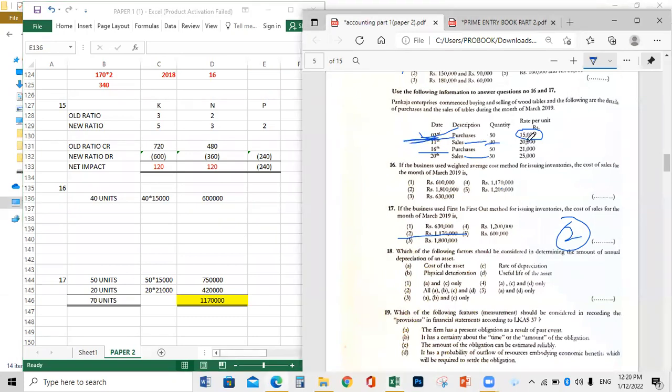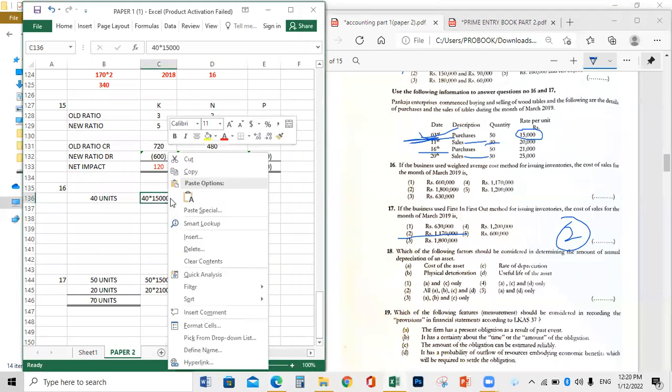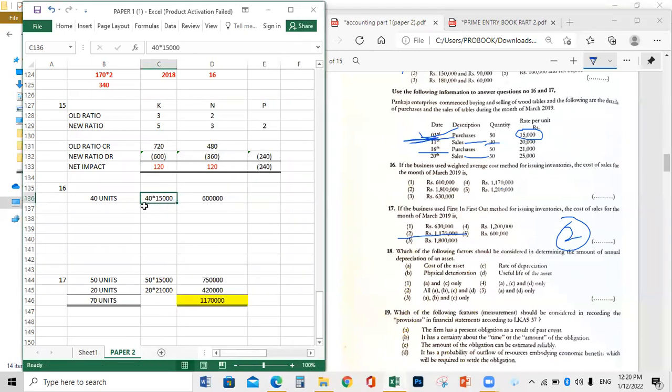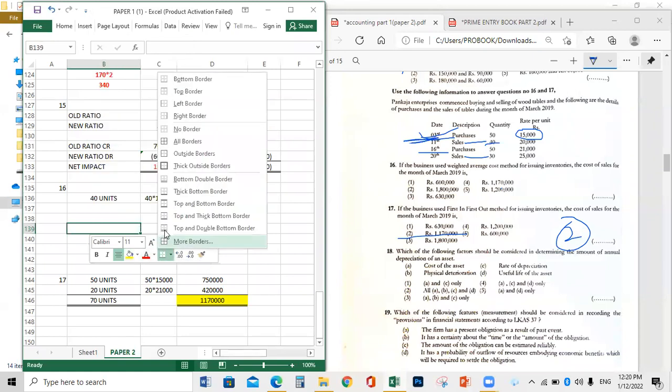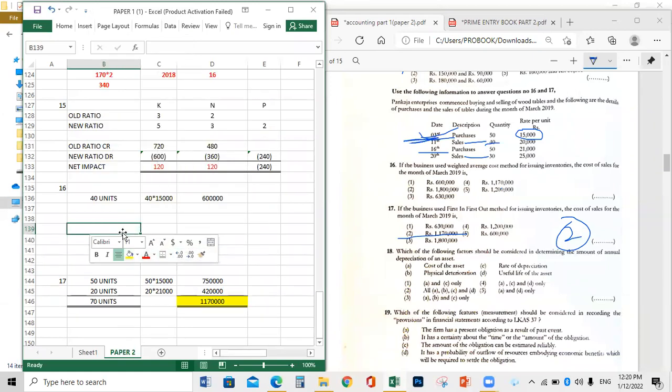Okay, so you're making a sale here. When you make a sale of 40 units, you're totally selling how many units? You're totally selling 70 units. Now, for the 40 units sold, the average price is 15,000. So 40 into 15,000 gives you 600,000.